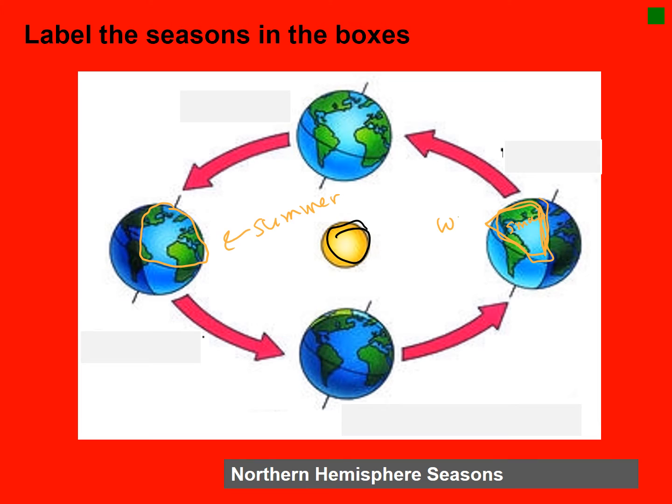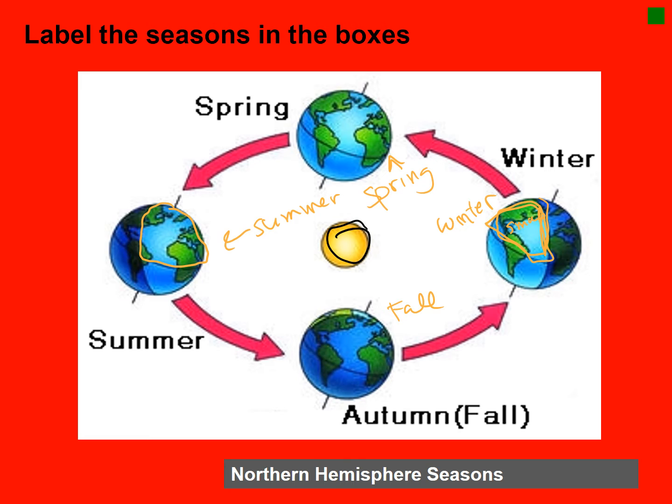And then you have winter, which is the opposite and is exposed to the sun the least. So then working rotation, summer would go into fall. So this would be fall. Then it goes into winter. Winter would go into spring. And then spring would turn into summer. So that's how I get these. I don't know. If you have another way, great.